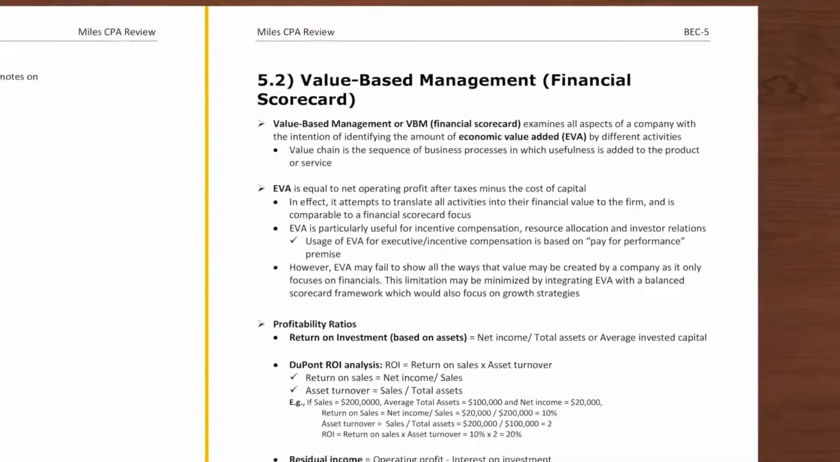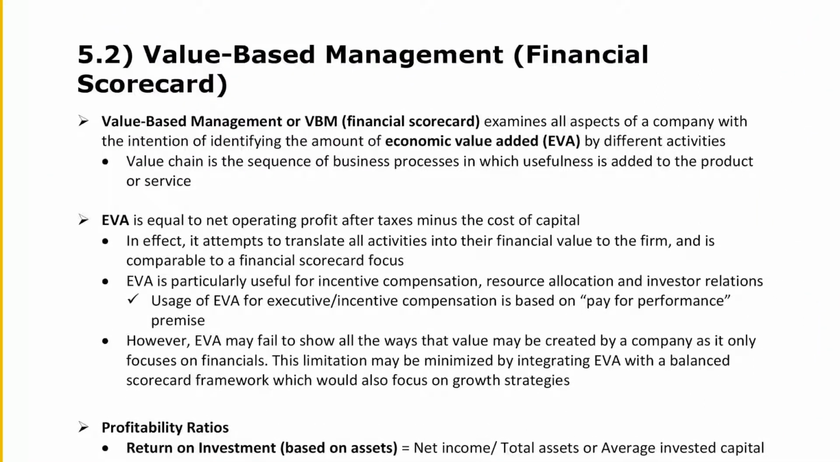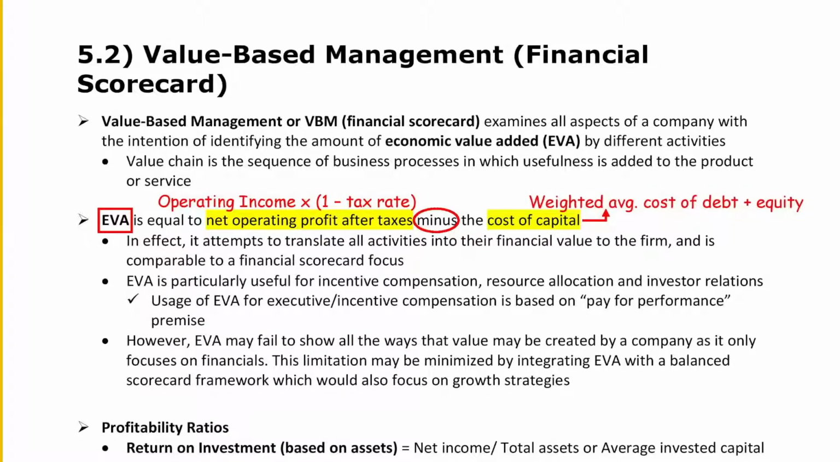On page 7, we're looking at value-based management or the financial scorecard. Put a box around EVA or economic value add, which is equal to, highlight, net operating profit after taxes. So this one is operating income multiplied by 1 minus tax rate. Now from net operating profit after taxes, we're going to subtract. So circle minus and highlight cost of capital. Draw an arrow from cost of capital and write weighted average cost of debt plus equity. So when we're looking at economic value add, we're looking at economic profit for equity plus debt investors. So we're looking at the economic profit in excess of the cost of capital.